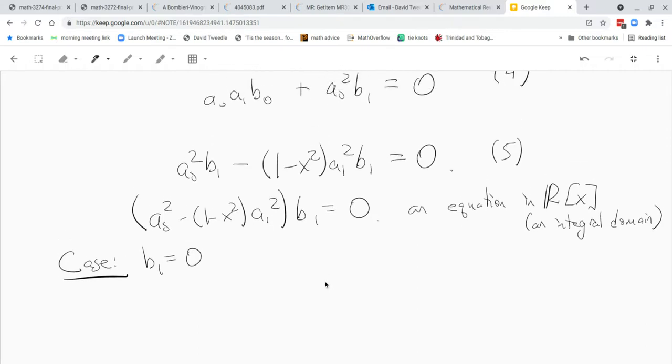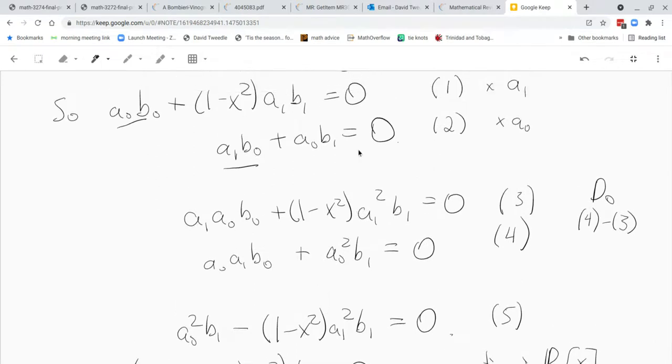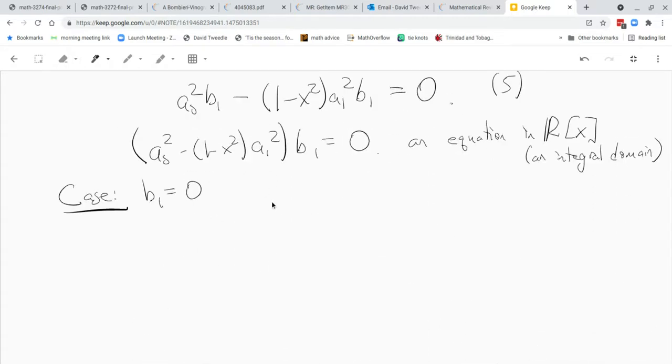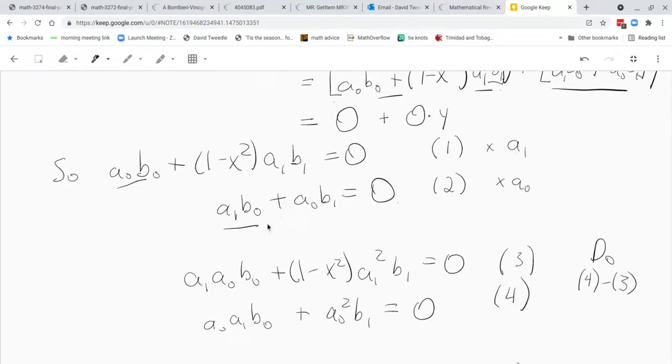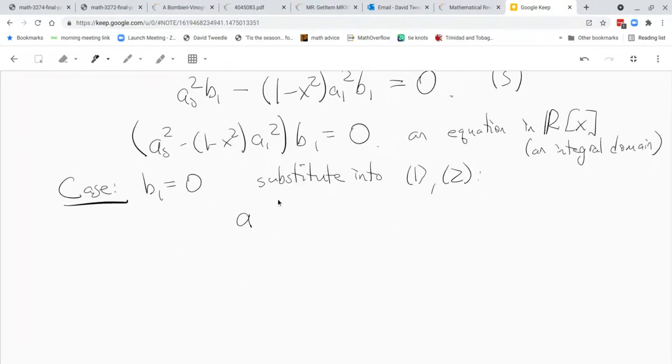Well, let's just go through the equations that we have. If B1 equals 0, then let's substitute into 1 and 2. 1 says A0 B0 equals 0, and 2 says A1 B0 equals 0. Call these 1 prime and 2 prime.